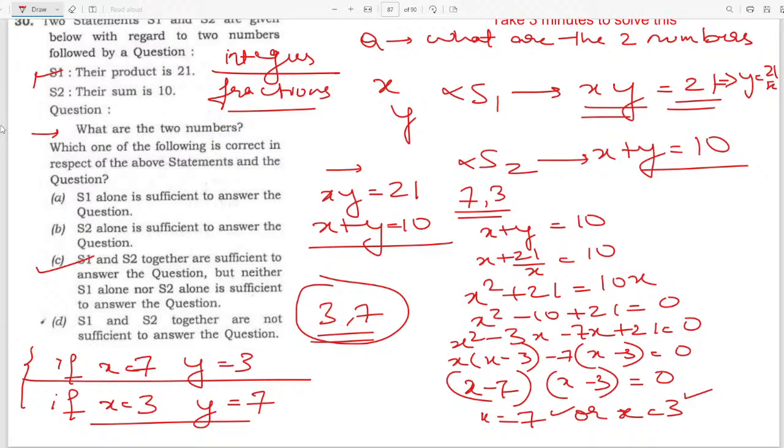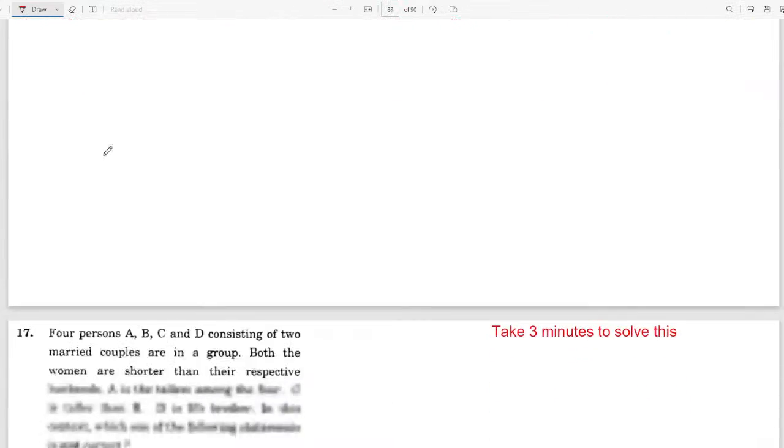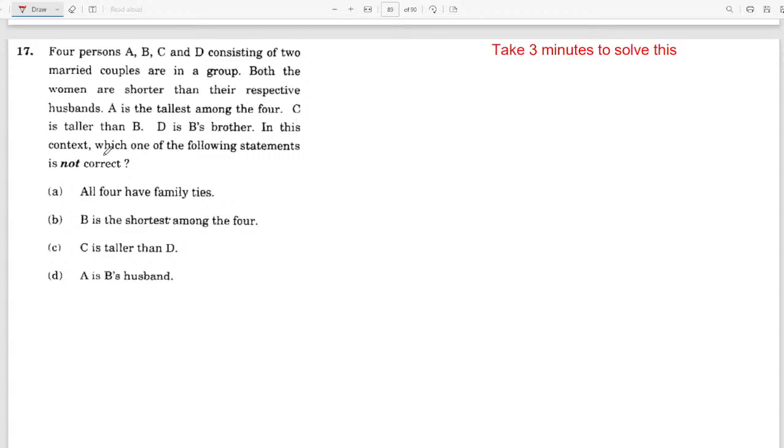Okay, so we'll take the last question of the day and the last question of the topic. Take 3 minutes to solve this. It's time. Please mark your answers. Some have got option C and some have got option B. So we'll see how to go about this question here.